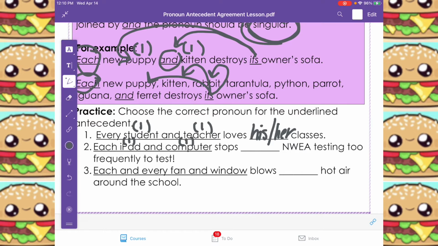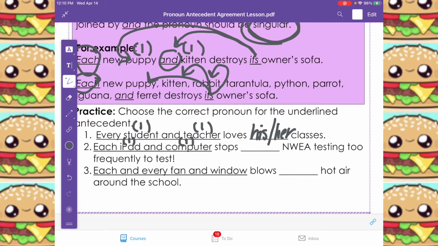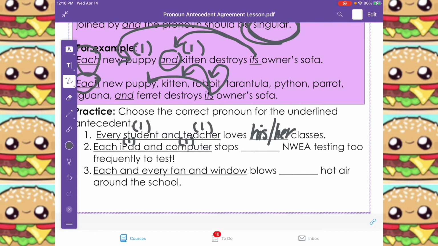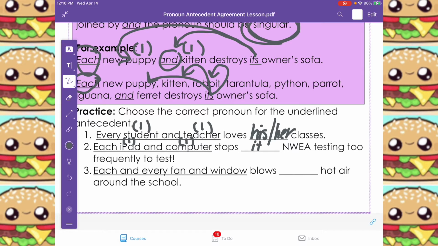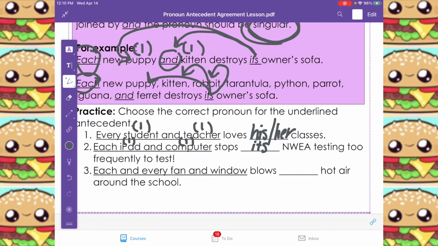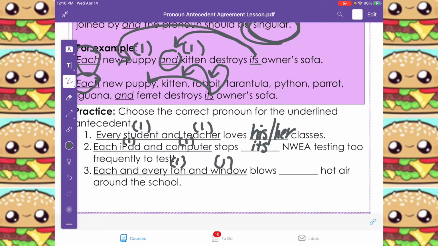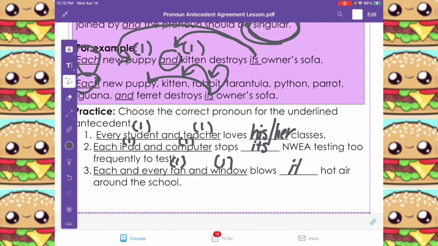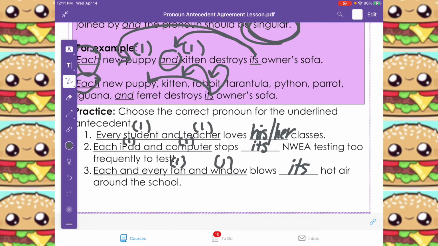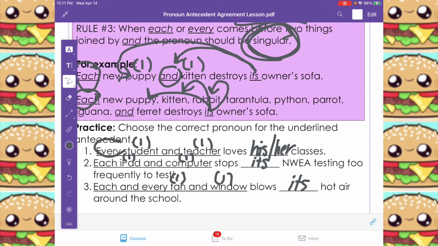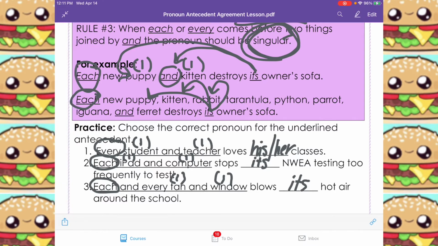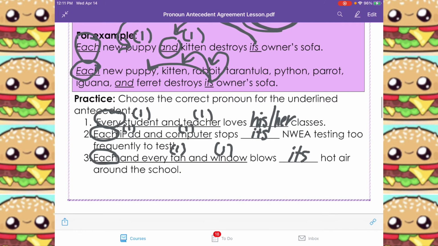Each one iPad and each one computer stops. Okay, this doesn't have a gender. We need a third person, gender neutral, singular pronoun, its. Each and every one fan and one window blows, again, its, hot air around the school. We have singular antecedents when we have every or each listed before. So that is section 3.